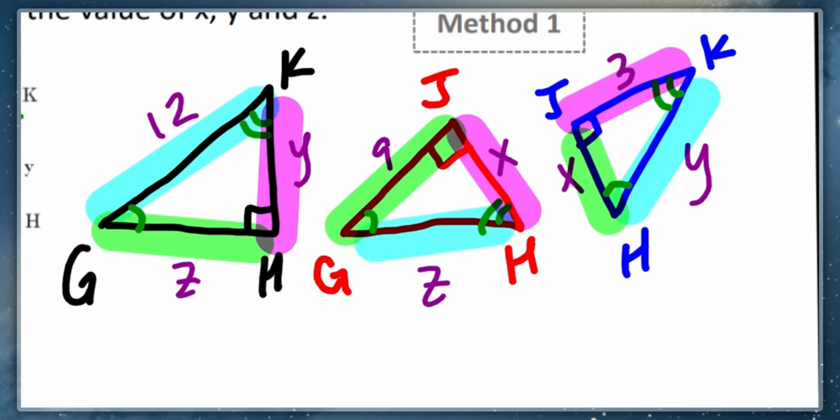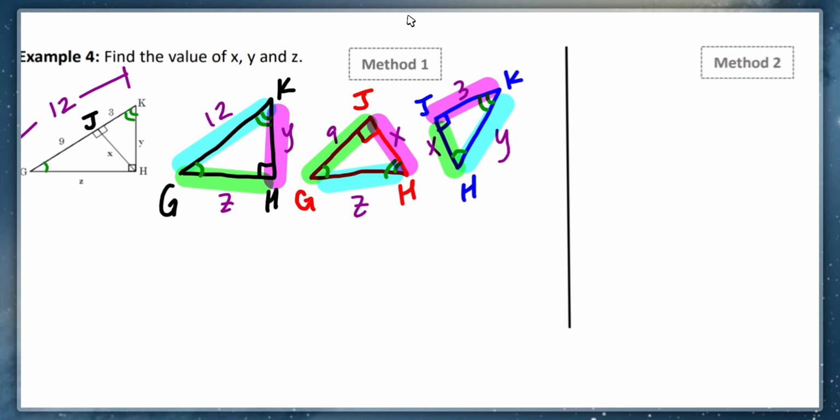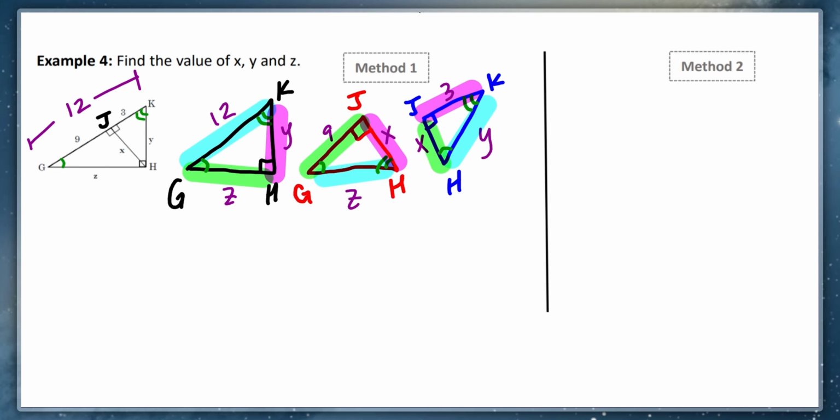So now everything is matched up, color-coded. Now it's up to us. What do we want to find first? We want to find X, we want to find Y, or we want to find Z?